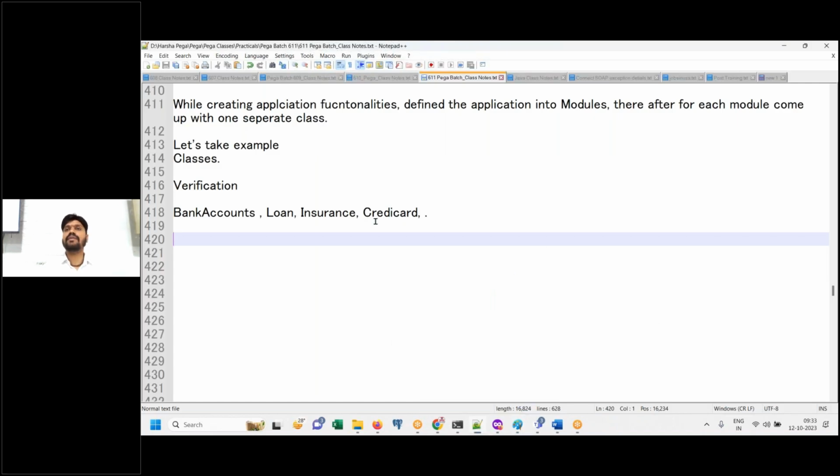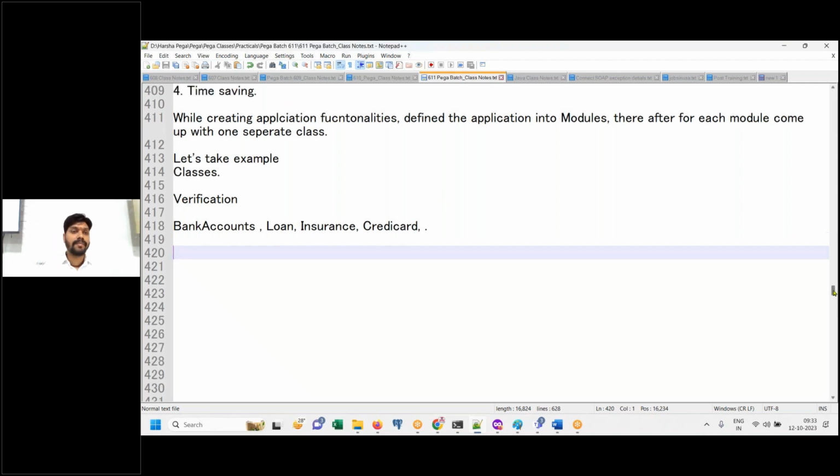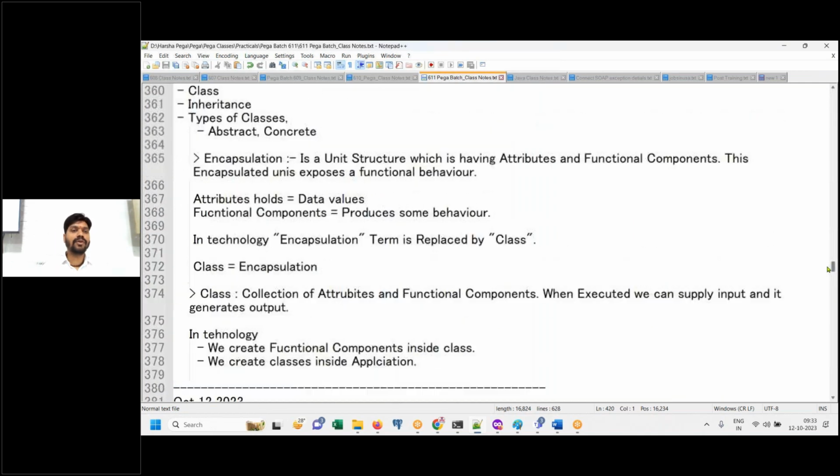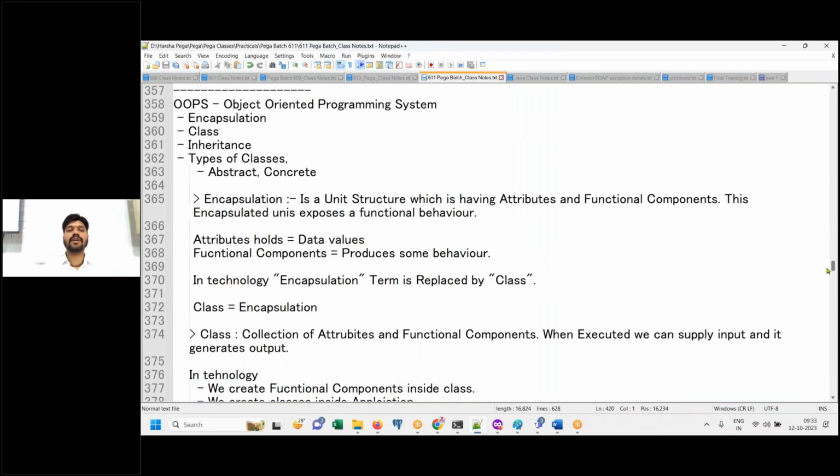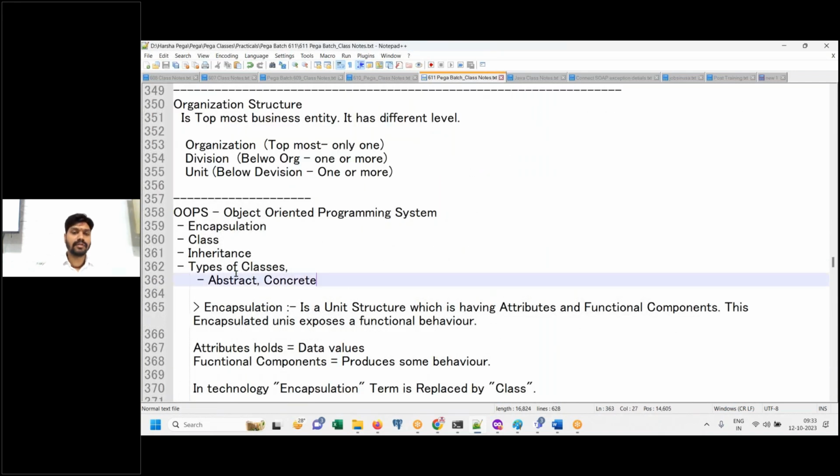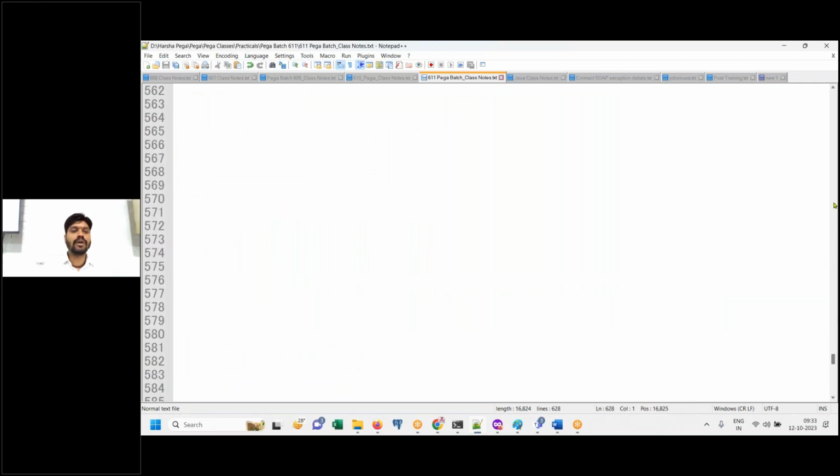So far, if you are clear, we will proceed further to discuss types of classes. What is the next topic? I told you about encapsulation, class inheritance, and now types of classes. How many types are there? Two types. This is another critical point to learn about.